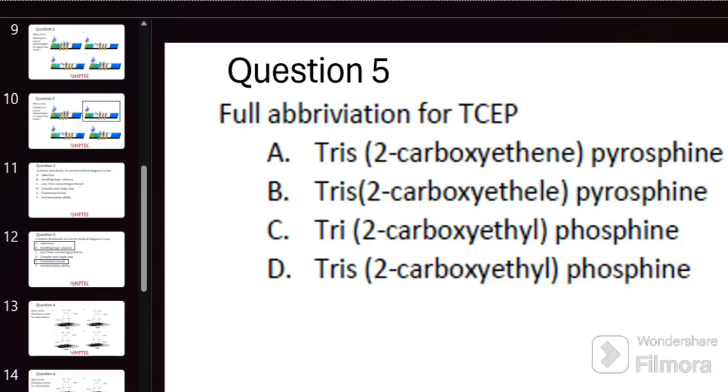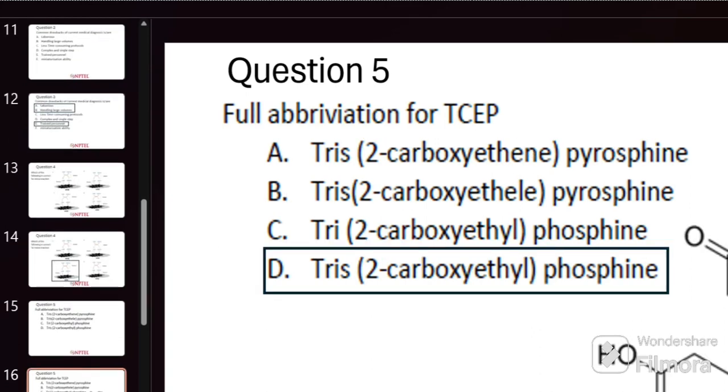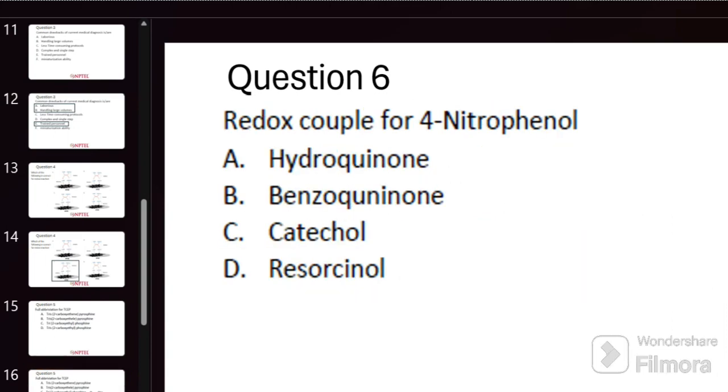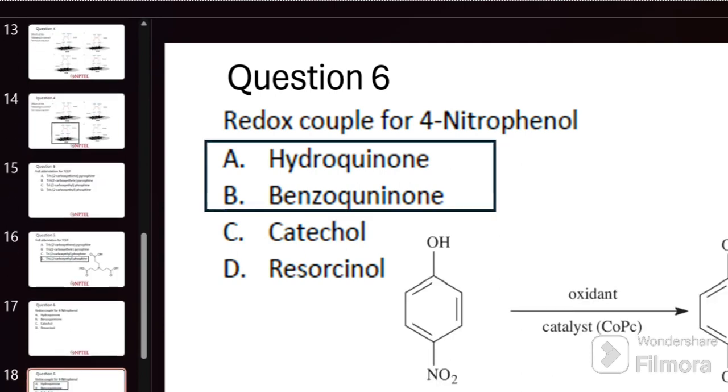Then we had to find the abbreviation for TCEP. The abbreviation is tris(2-carboxyethyl)phosphine, and this is the structure of TCEP. Then again, this is something which has been discussed in the class. What is the redox couple for 4-nitrophenol? These are the two couples, hydroquinone and benzoquinone.